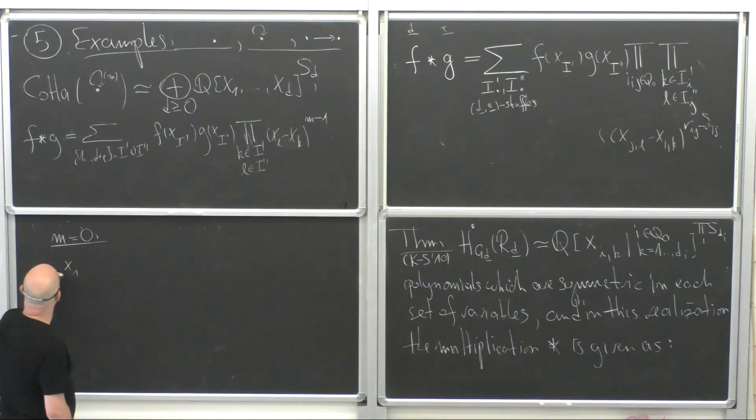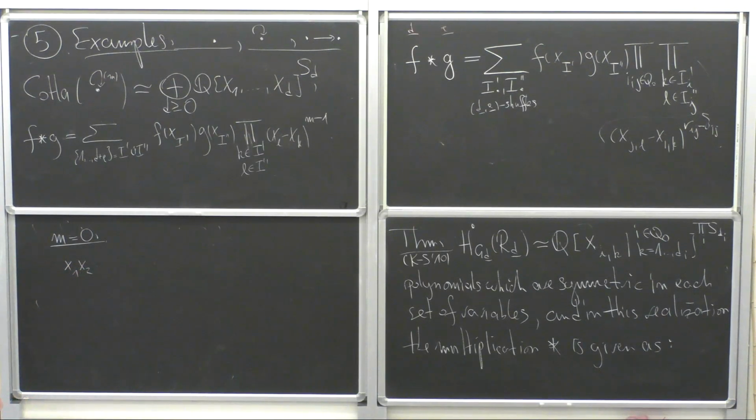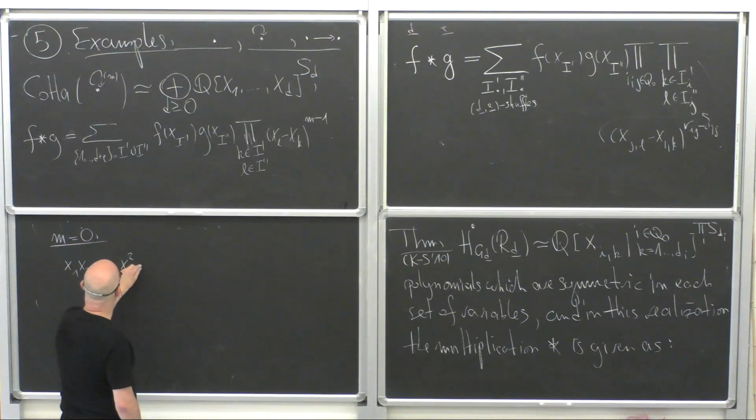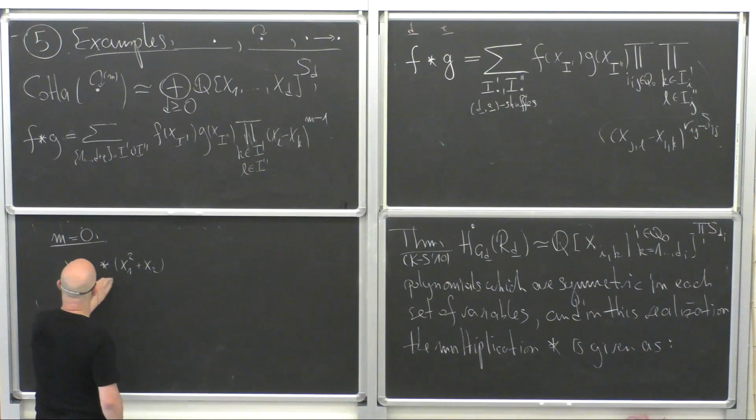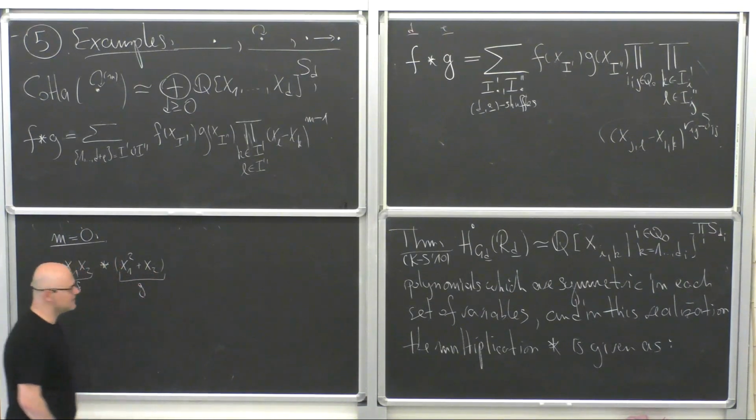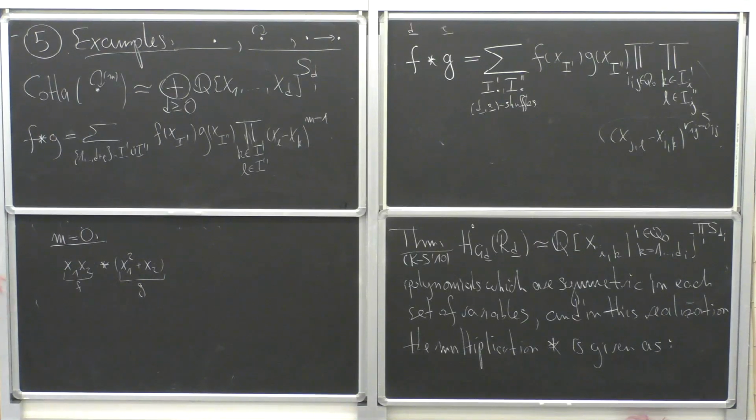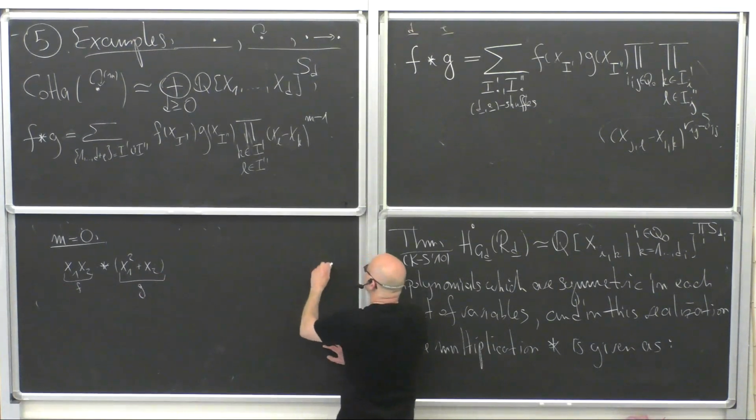Let's say we take as f the polynomial x1 x2, and as g we take the polynomial x1 squared plus x2, both in two variables. So f and g are both in the degree 2 business. This is just a completely random example because I just want to show you how to shuffle. Okay, let's write down all the possible shuffles.